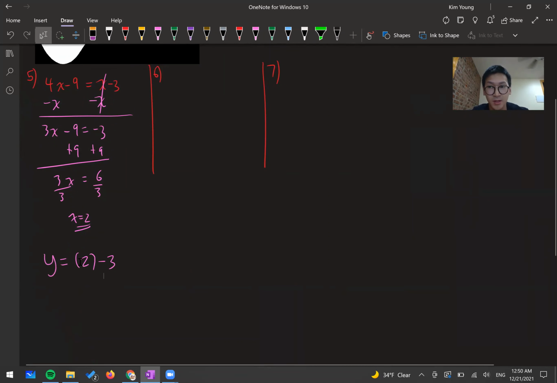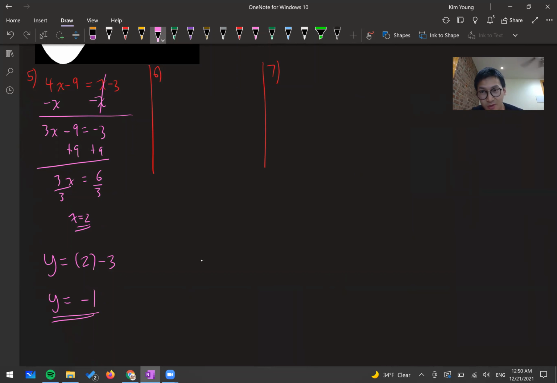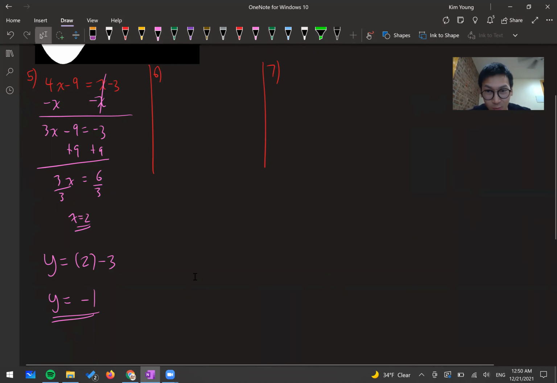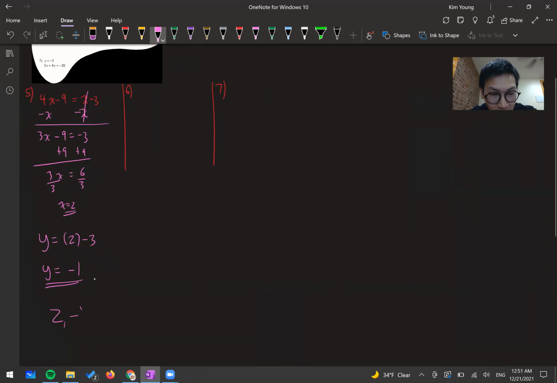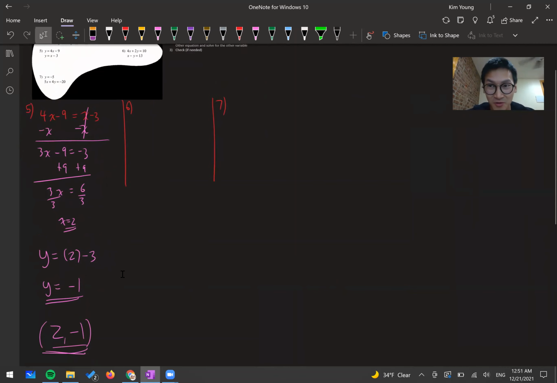I put parentheses in here. It's just a good habit for substitution. But as you get better with this stuff, then you don't have to do that at times. If your teacher takes off points, though, I'm not responsible. Don't blame me. So here, y is equal to negative 1. x equals 2, y equals negative 1. In other words, the solution is 2 comma negative 1. And then you guys can check it yourself.